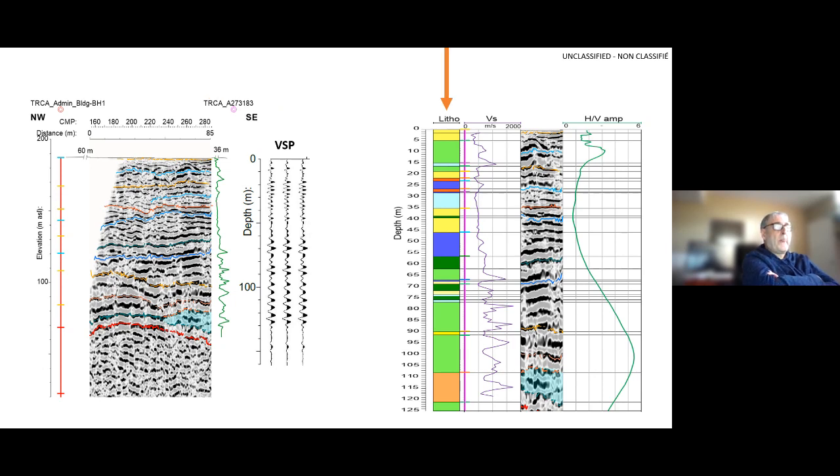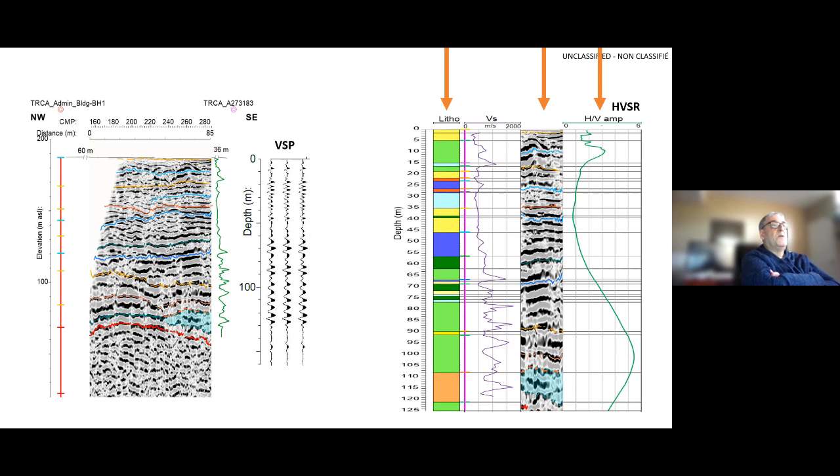So here is the lithology. The green are till, diamicton, yellow sand, and orange gravel. Here's the section that matches with the borehole.